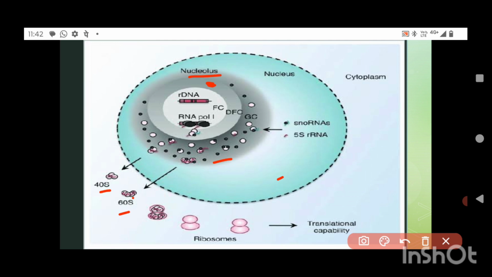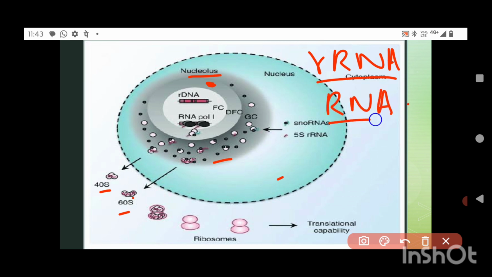So ribosomal RNA synthesis mostly happens in the nucleolus. The nucleolus is the prime site for rRNA synthesis, meaning ribosomal RNA synthesis. And also here we can see the presence of multiple ribosomal subunits around the nucleolus, and it functions to assemble the ribosomes. Hence it is where most rRNA is made. So the correct answer is nucleolus.